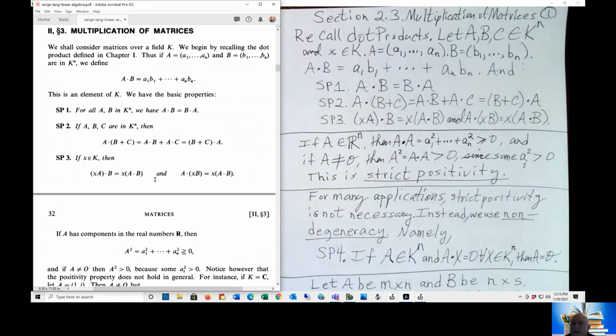All right? So let A, B, and C be vectors in Kn, and let X be a scalar. All right? Let A be the ordered n tuple, A1 to AN, and B is the ordered n tuple, B1 to Bn. Then remember, we looked at this in week 1. The dot product is simply the sum of the products of corresponding entries, A1 B1 plus dot, dot, dot plus A sub n B sub n.